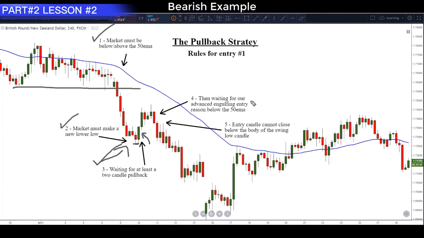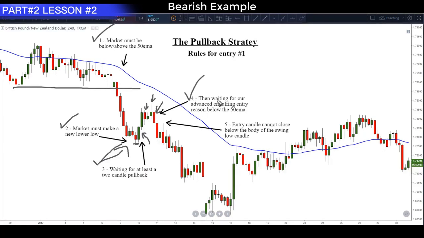In rule number 4, we're just waiting on that advanced engulfing entry pattern that we talked about in the basic section of the course. If you don't remember that, go ahead and go back to the candlestick entry patterns video of the basic section. We're not going to go over that too much, but as you can see here, we do have our advanced entry pattern, which was a 1 lower high, 2 higher high, followed by an engulfing candle. So we have that 1, 2, 3 engulfing candle move right there, giving us our advanced engulfing entry reason.